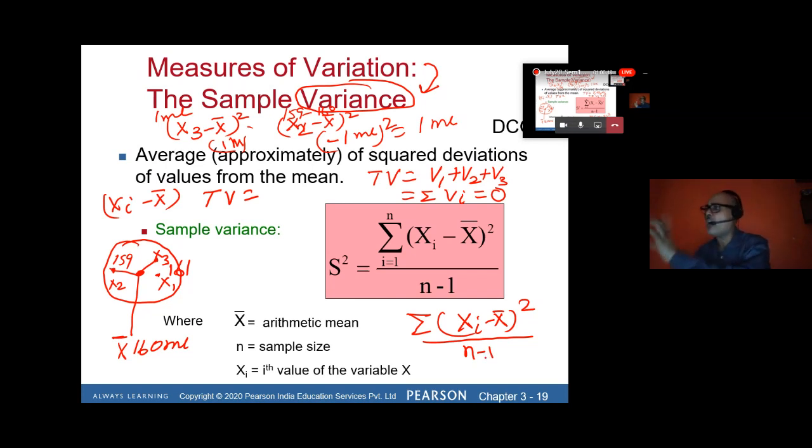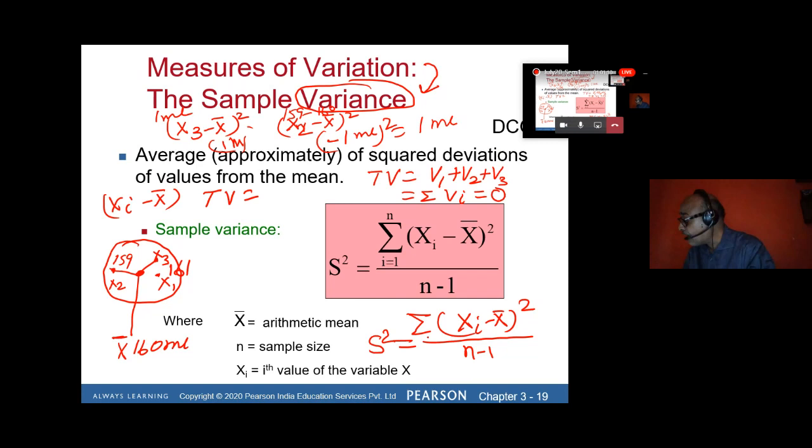One value is always fixed, 160 ml. One packet you kept as ideal at 160 ml in the sample, and the others can only change. One packet is at the center position, and that value cannot change. That's why we divide by n minus 1 instead of capital N. This is the way you can find it, and the sample variance is represented by the symbol S square.